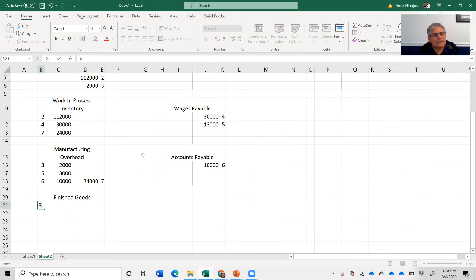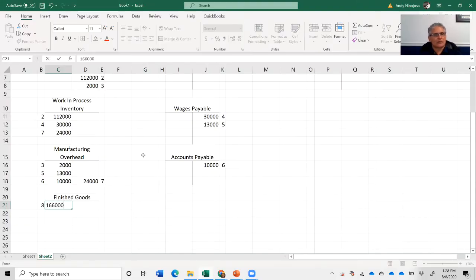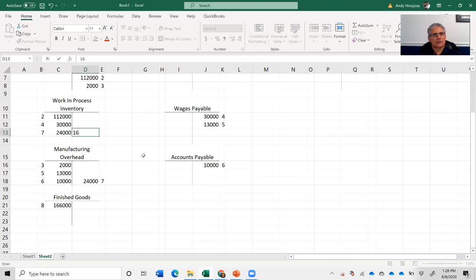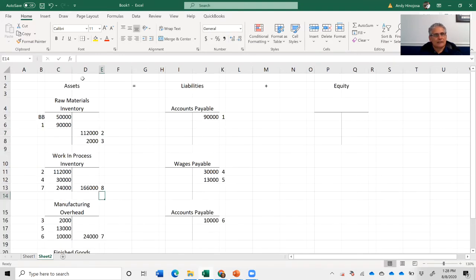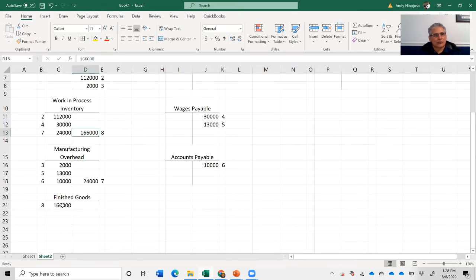So this is going to be 8. So we're putting $166,000 into finished goods. And we're going to take out of work in process $166,000. Now, finished goods is still an asset, so all of these are still under assets. We're just moving money out of work in process and charging it to finished goods, $166,000.